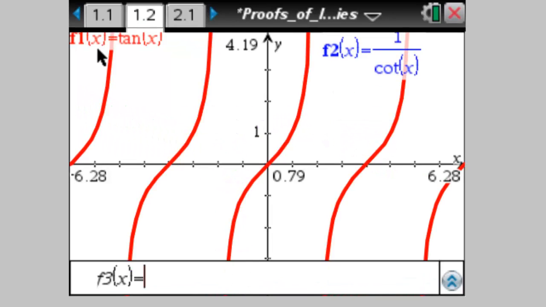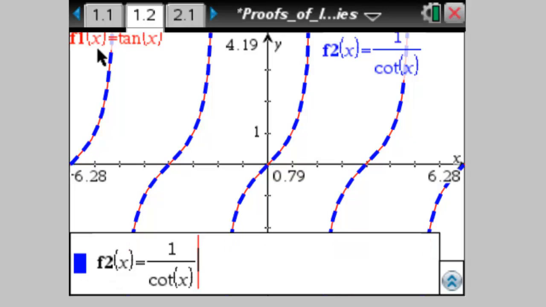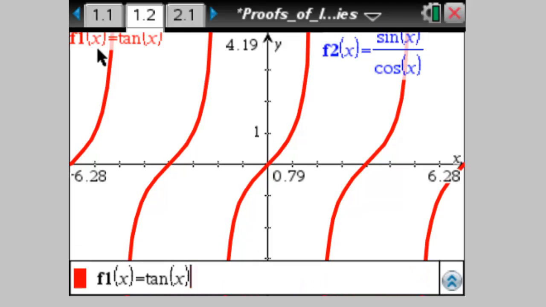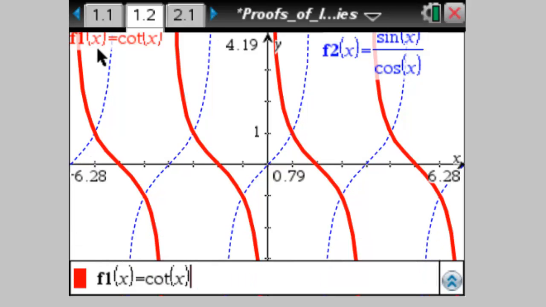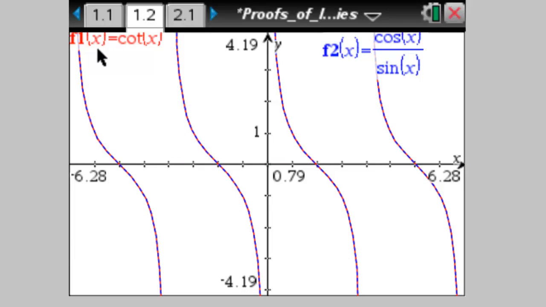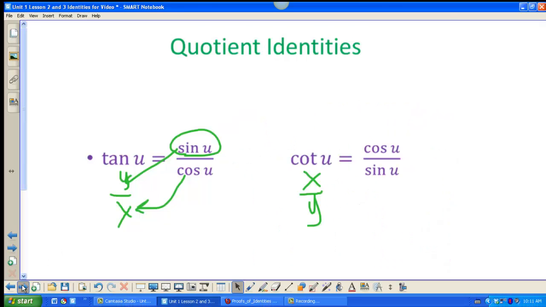Again, why does this work? If I graph, I already have the tangent of x graphed. Another way that I can represent this is the sine of x over the cosine of x. Again, I get the same graph. Similarly, if I graph the cotangent of x, that is equivalent to the cosine of x over the sine of x. So again, the cotangent of x and the cosine over sine of x, they are true for every value of x.